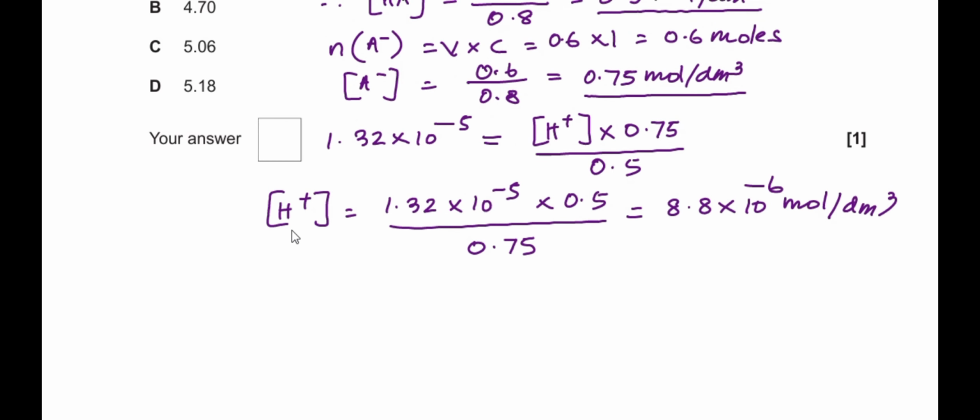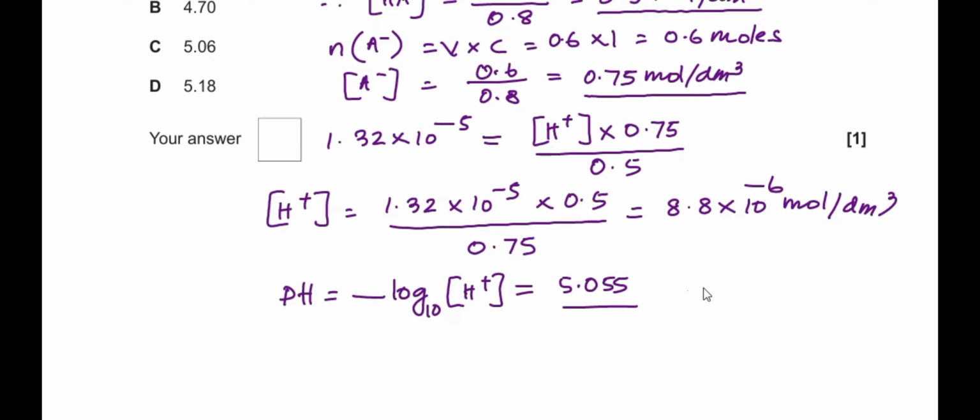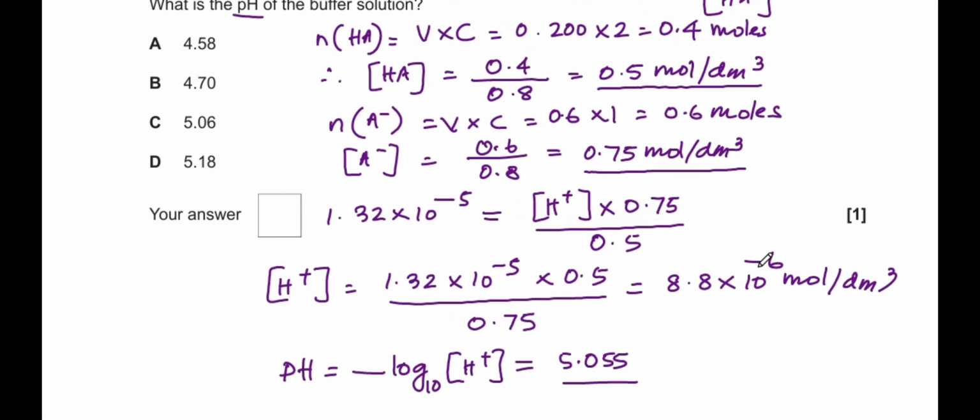Once we get the hydrogen ion concentration, pH is equal to minus log to the base 10 of hydrogen ion concentration, which putting into the calculator we get 5.055. Right, now let's look at the options given here. 4.58 no, 4.70 no, 5.06 is correct. So let's mark the answer C.